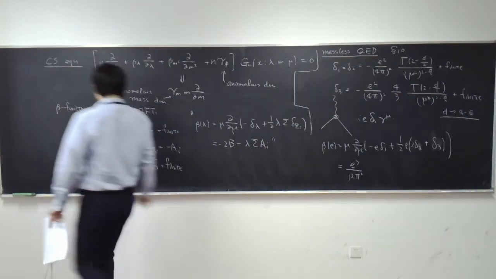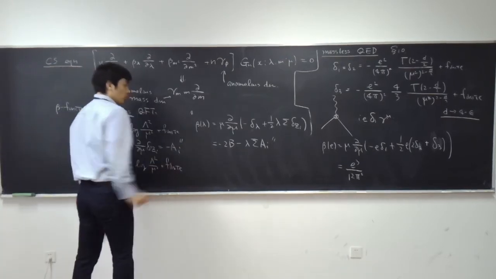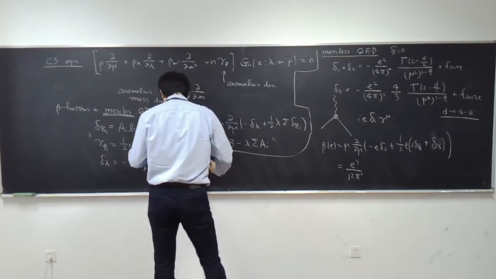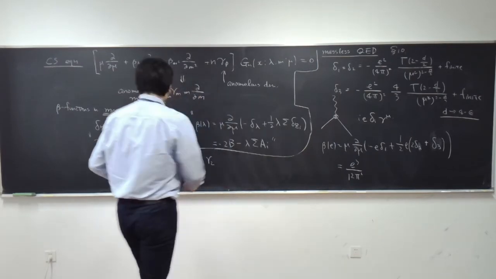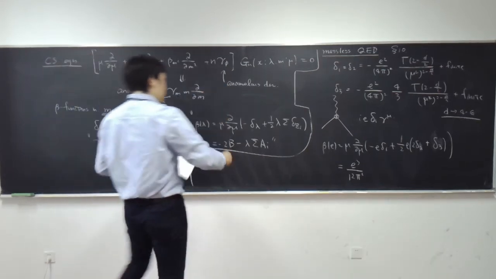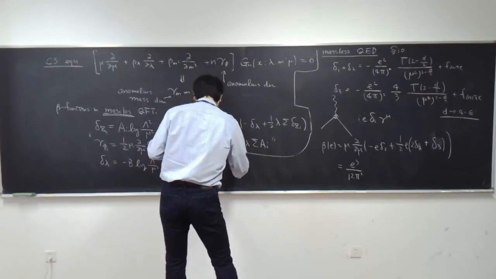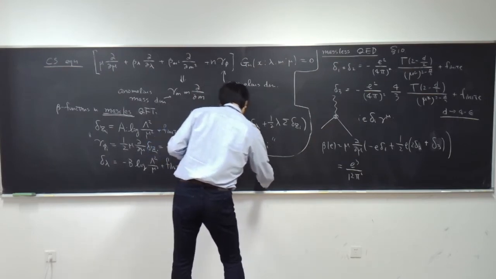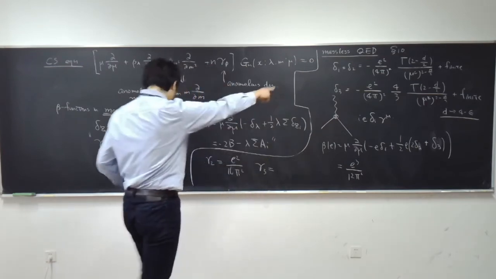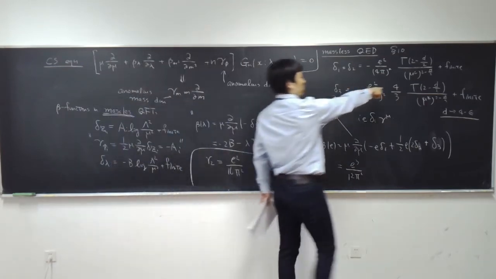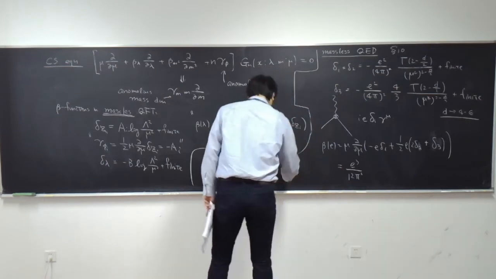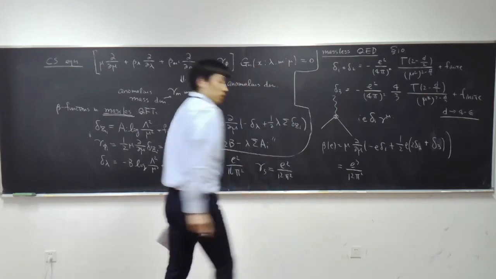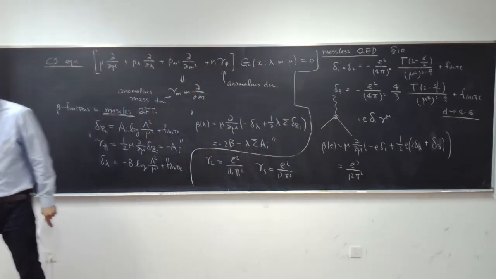One can also apply this to the anomalous dimension. The anomalous dimension for gamma 2 you get by applying the same formula, and what you will get is e squared over 16 pi squared. For gamma 3 you apply the same thing. Of course the relative ratio is 4 over 3, so you can easily see that this has to be e squared over 12 pi squared. So these are the anomalous dimensions of QED.